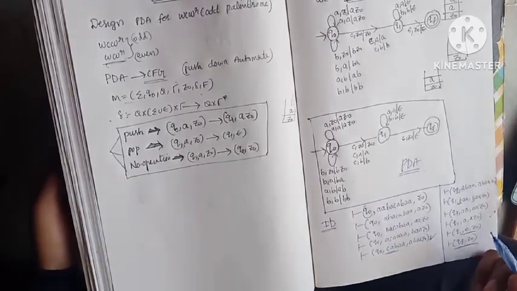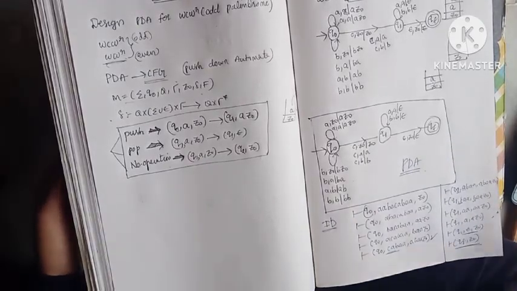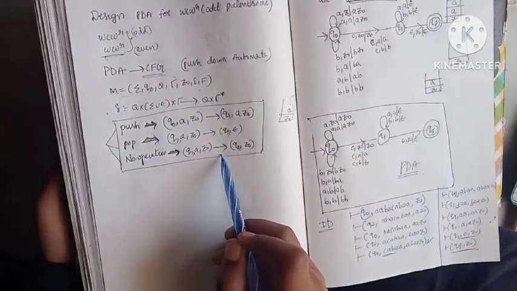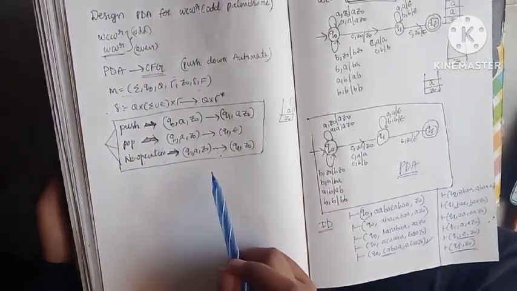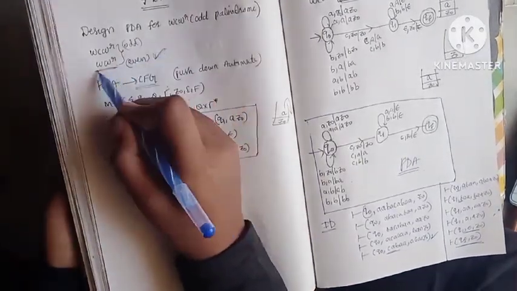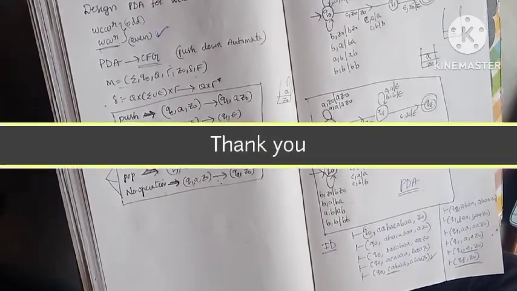So this is how we design a PDA. In order to design it, we must understand the three basic operations that a PDA holds, and we can apply the same concept for designing an even palindrome, that is w into w power r.